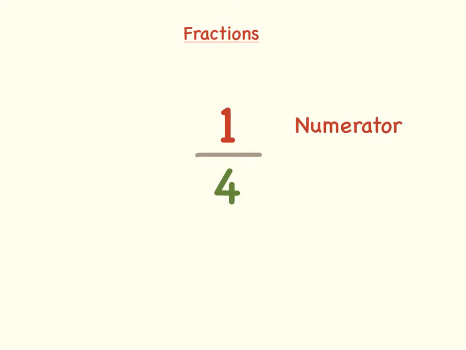Now, the top number in a fraction is called the numerator. And numerator means the number. It's how many of the parts are we actually talking about. In this case, we have a 1 in the numerator because we're talking about 1/4.